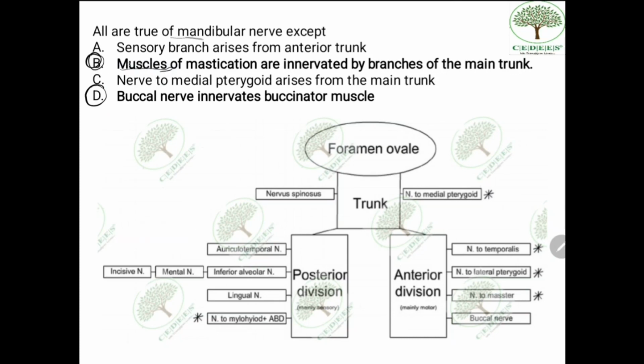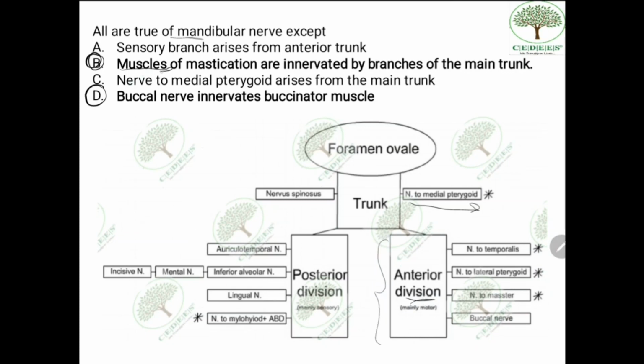B, yes, obviously, because they've mentioned muscles of mastication are innervated by branches of the main trunk. Now, when we talk about the mandibular division of trigeminal nerve, the main trunk gives off the nerve to medial pterygoid only, but the other three masticatory muscles are given off by the anterior division.